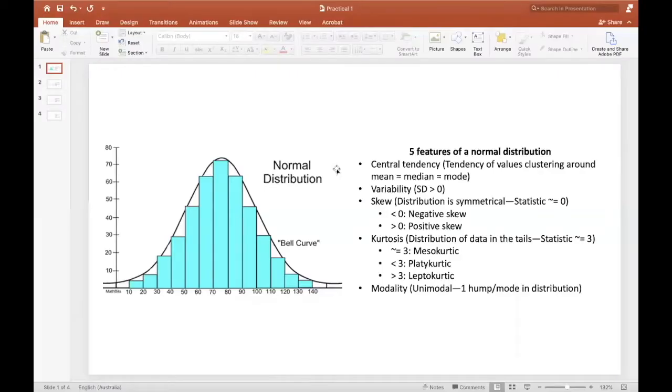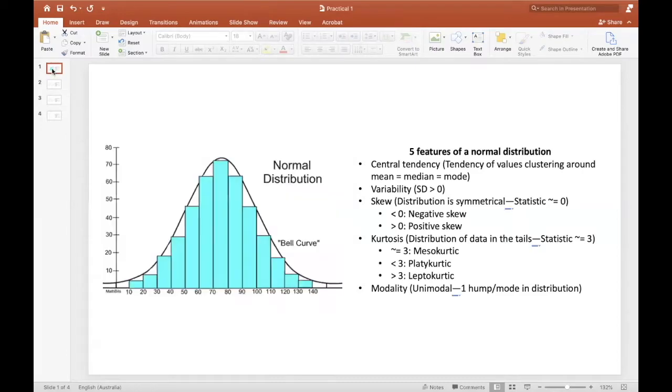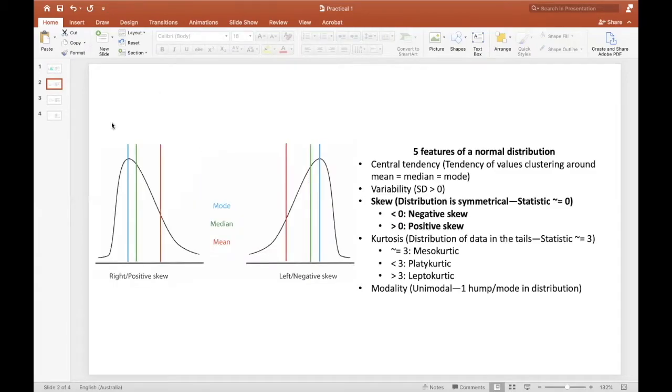Right, and the next assumption of interest is going to be skew. And this refers to how symmetrical our data set is. So if we look at our previous distribution, we can see that it's pretty much symmetrical. It's mirrored on either side of the mode. So if there is a skew in our data set, this means that our tails are not going to be symmetrical. So we can see here what's considered a positive skew.